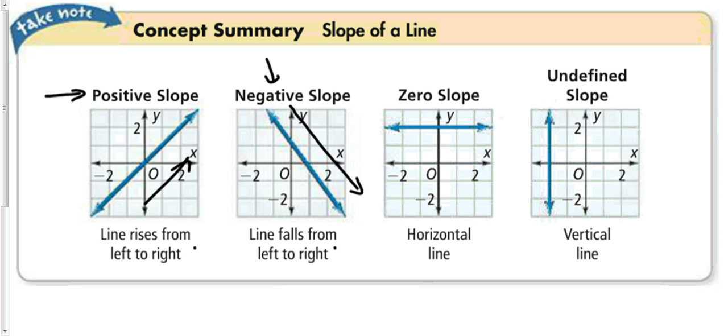Something with a 0 slope has no slope, right? It doesn't go up and down. It's a horizontal line. And then my undefined slope is a vertical line, something that is straight up and down.